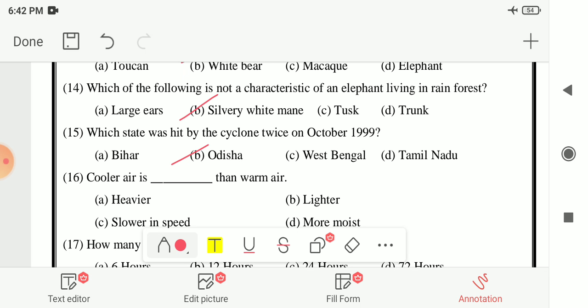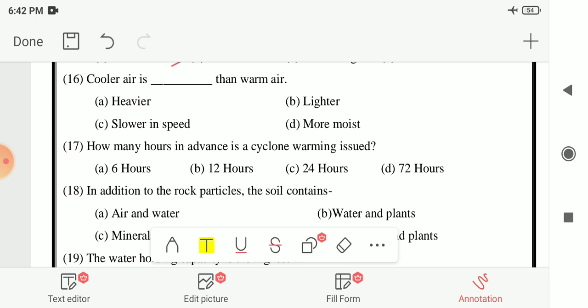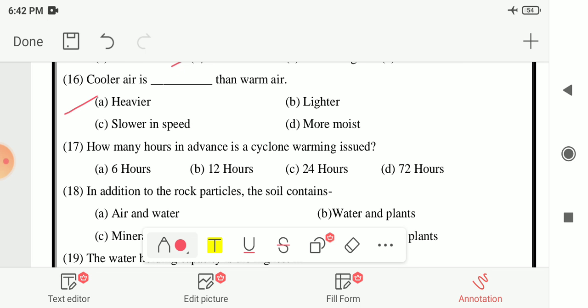Next, 16th number, cooler air is blank than warmer air. The options are heavier, lighter, slower in speed, or more moist. So here your answer is option A, that is heavier. Cooler air is heavier than the warm air.